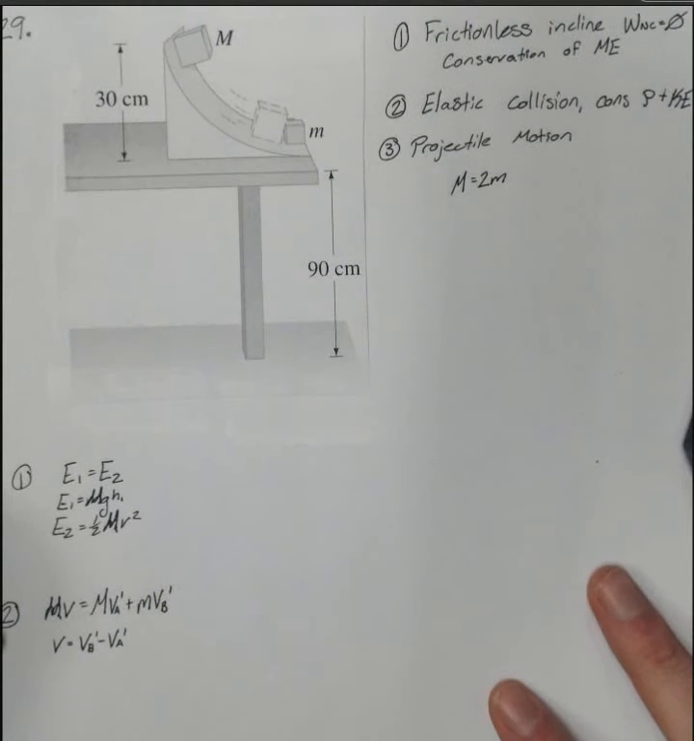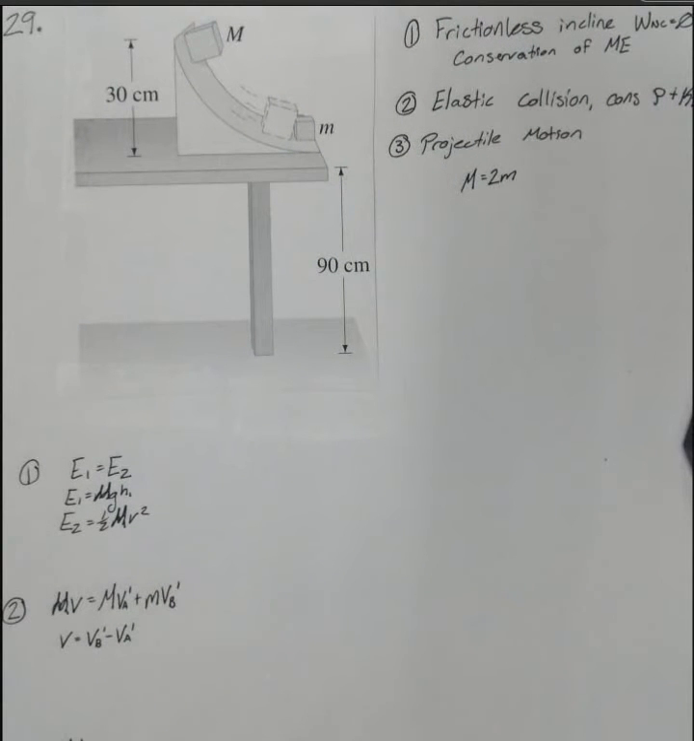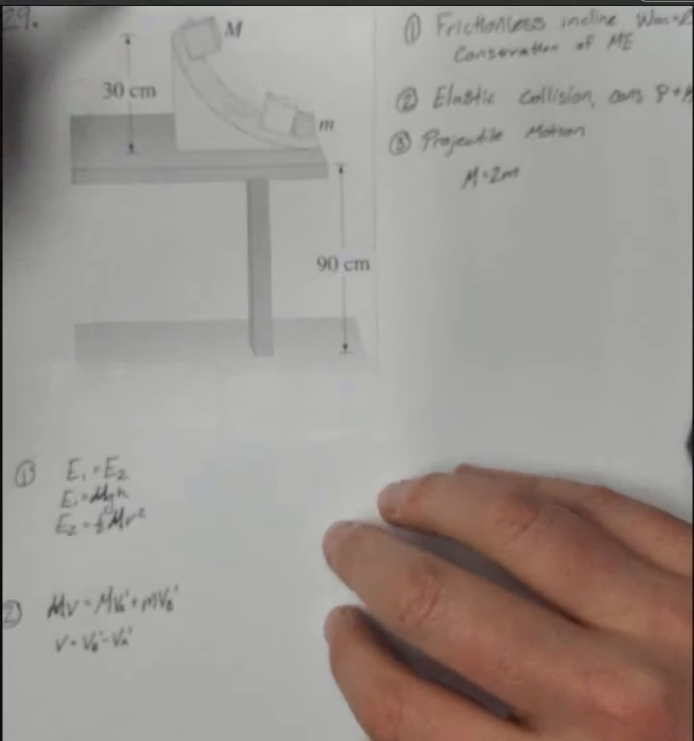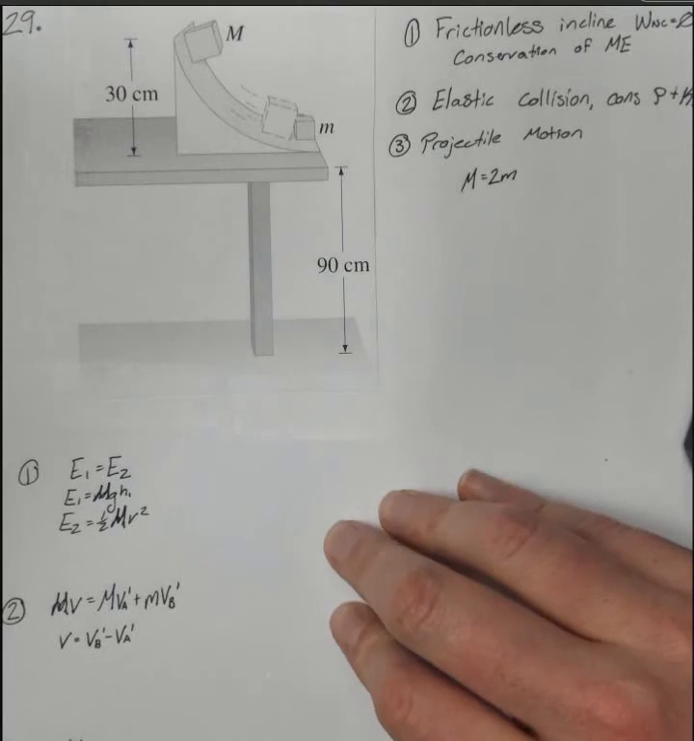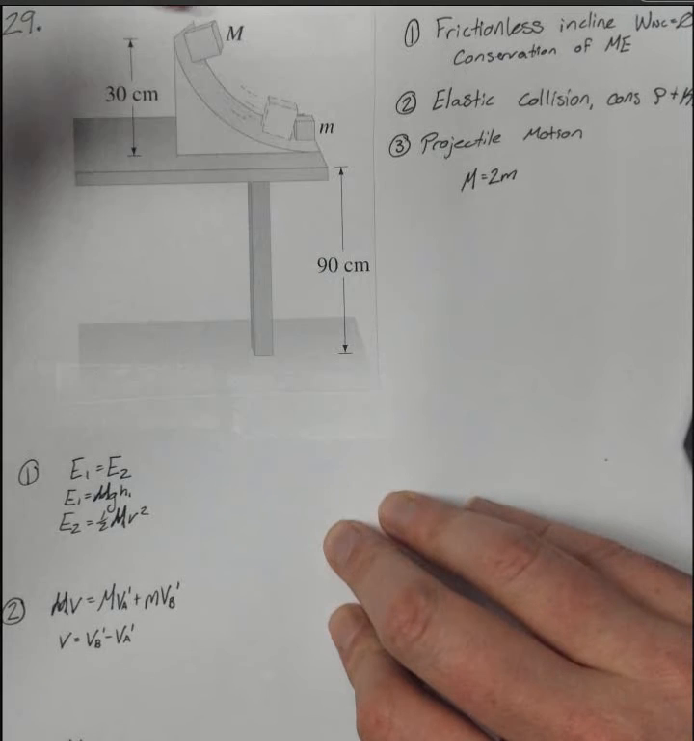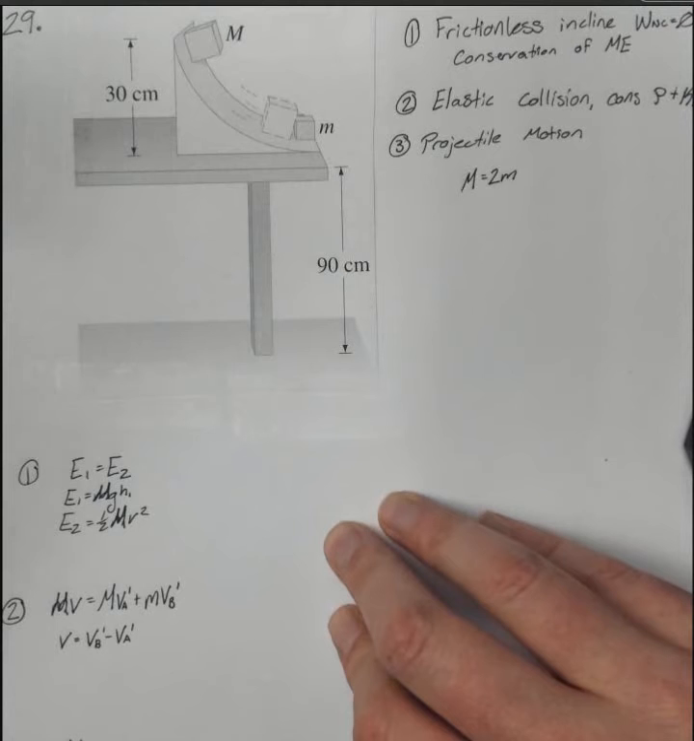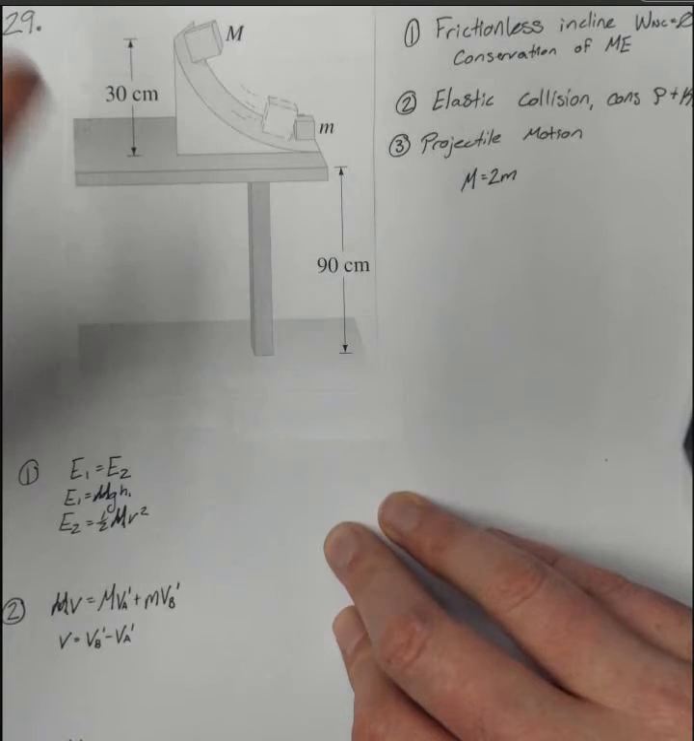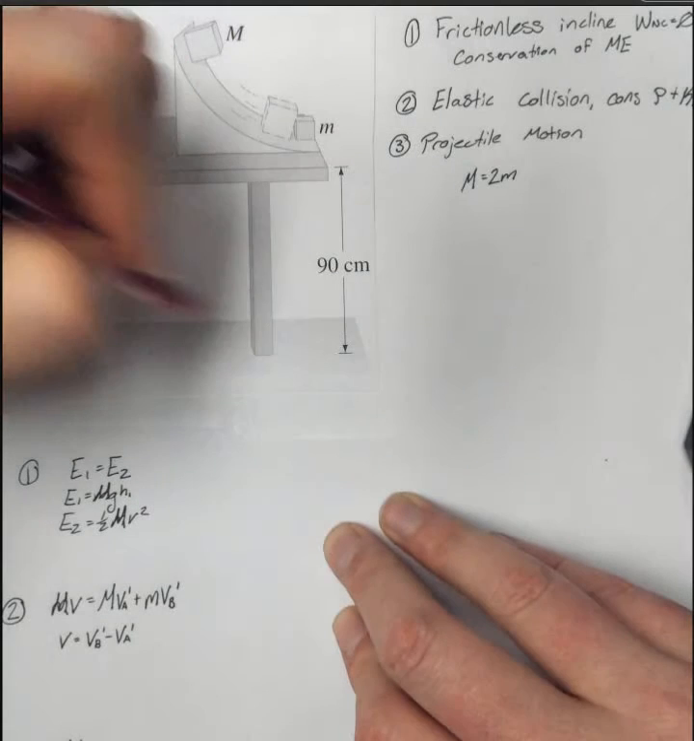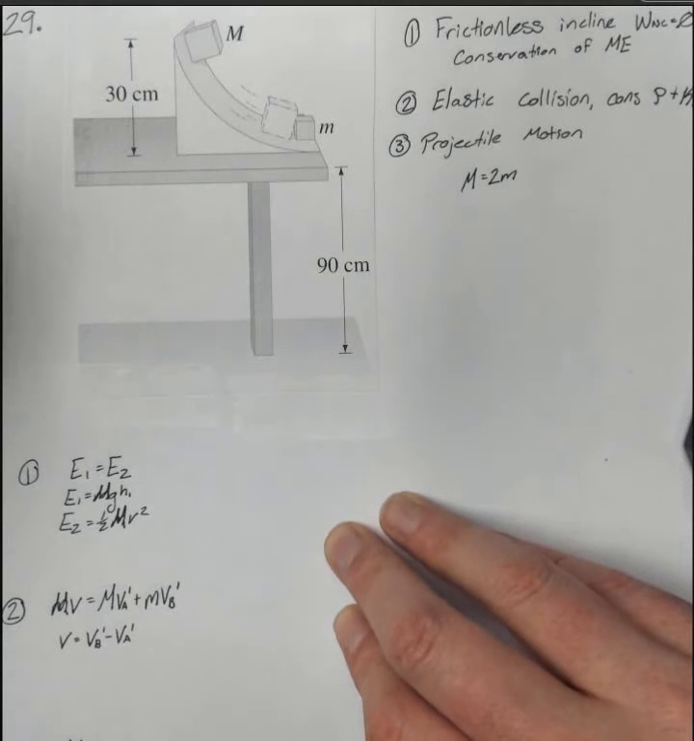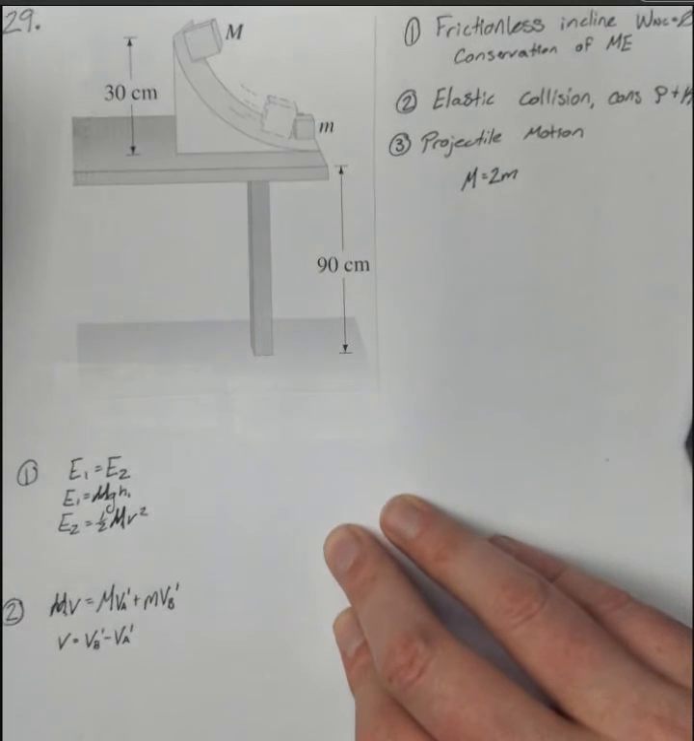So here we're looking at a problem where you have one block of an arbitrary mass M getting slid down a 30 centimeter ramp to have a perfectly elastic collision with another object of different mass m, and then that object gets launched off of the ramp and falls 90 centimeters to the ground. And ultimately what we want to know is the final position of the little block, mass m, off of the ground after it's collided. And the only way to solve this type of problem is to break it down into pieces.